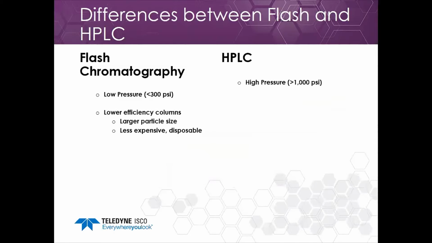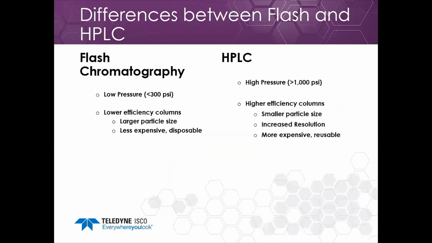Flash chromatography has lower efficiency columns because of the pressure limitations. They have to have a larger particle size, so the back pressure doesn't increase as much, and they're traditionally less expensive and disposable, or one-time use.